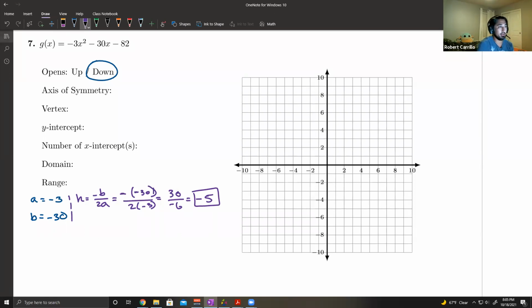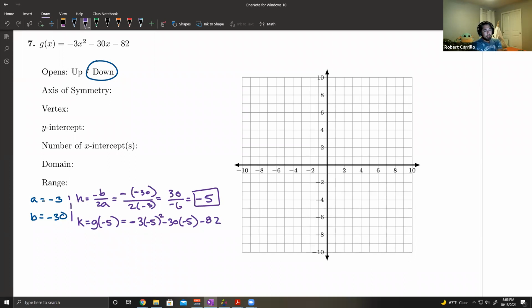Now, let's plug that in for K. K will be, oh, and it's G this time. Whatever, G or F, doesn't matter. G of negative 5, and you'll get negative 3 times negative 5 squared minus 30 times negative 5 minus 82. Oh man, big numbers. What is that?